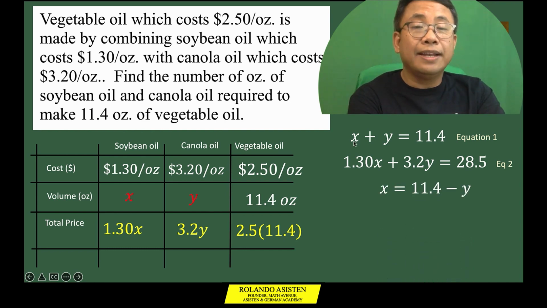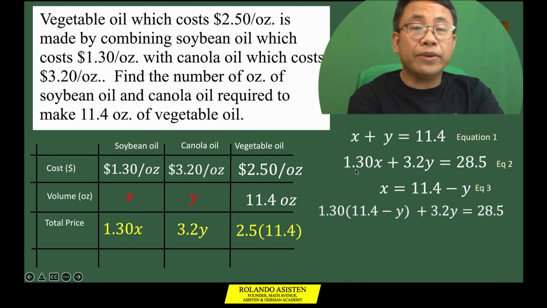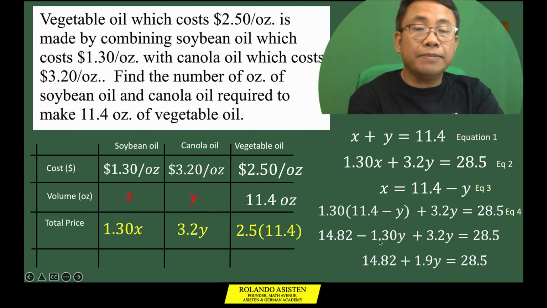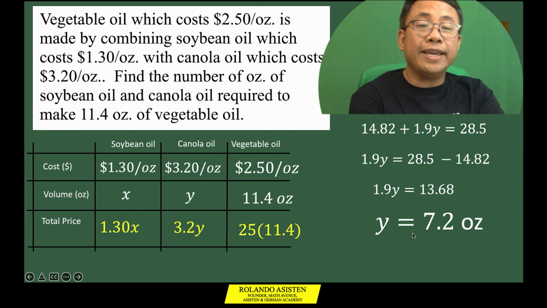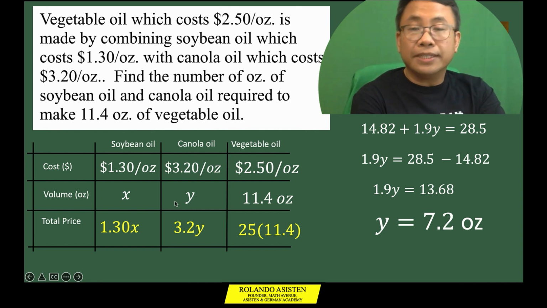So from equation number 1, let's solve this for x, and let's call this equation 3. And let's substitute this result into equation number 2. So we now replace this x by 11.4 minus y. All the rest are copied, and then distribute 1.30 to this binomial, and simplifying, we arrive at this next equation. Combining similar terms, we have this result, and solving for y, we have 1.9y equals 28.5 minus 14.82. And simplifying the right side to arrive at this, and dividing both sides by 1.9, we have y equals 7.2 ounces. So we now know the volume of the canola oil to be 7.2 ounces.